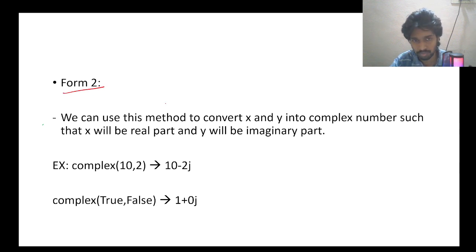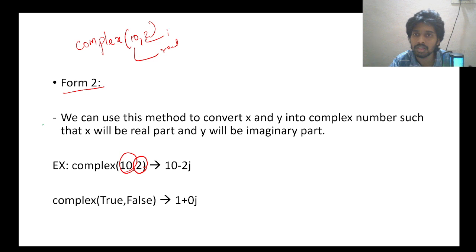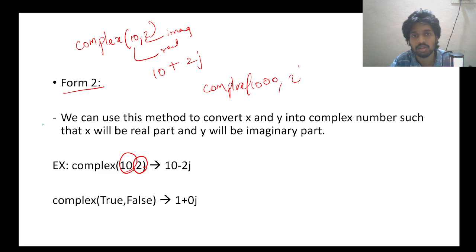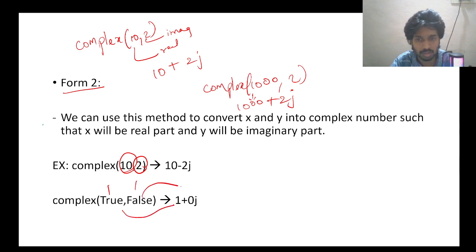In form 2, we can give both numbers. I can give the real part, and I can also give the imaginary part. So I can write complex(10, 2): the first will become the real part, the second will become the imaginary part, and we'll get the output like this. If I take complex(1000, 2), we'll get 1000 plus 2j. If I try to convert True plus False, True is nothing but 1, False is nothing but 0, so 1 plus 0j.